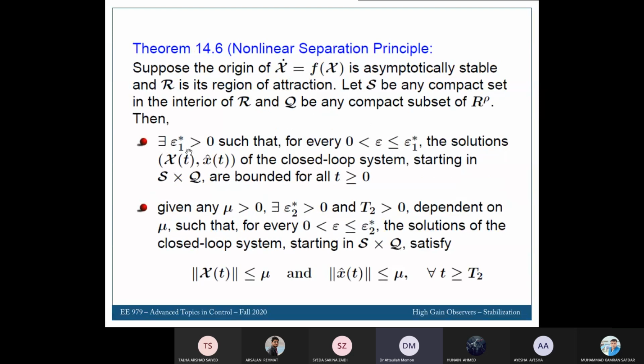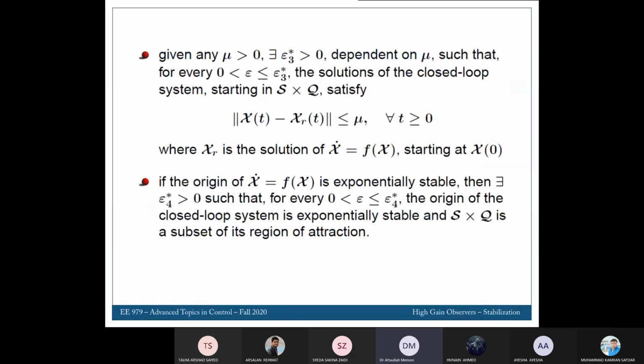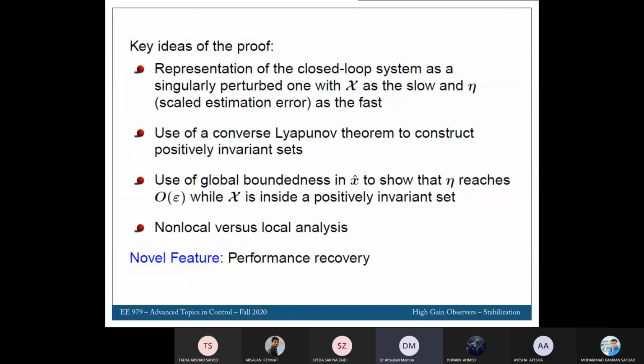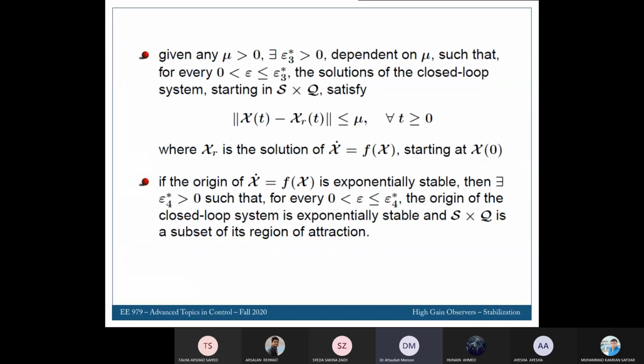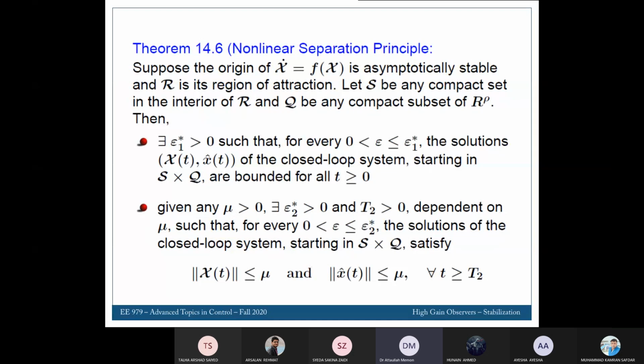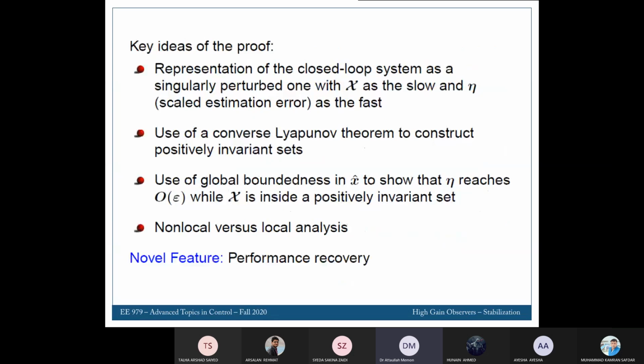Key ideas of this theorem. This is a wonderful theorem, and the proof of this theorem is spread over about 6 or 7 pages, so you can have a look at the proof. But the key ideas of the proof are that you represent the closed loop system as a singularly perturbed system. Since we have not dealt with singularly perturbed systems in detail, I do not want to go into the details about that at this moment.